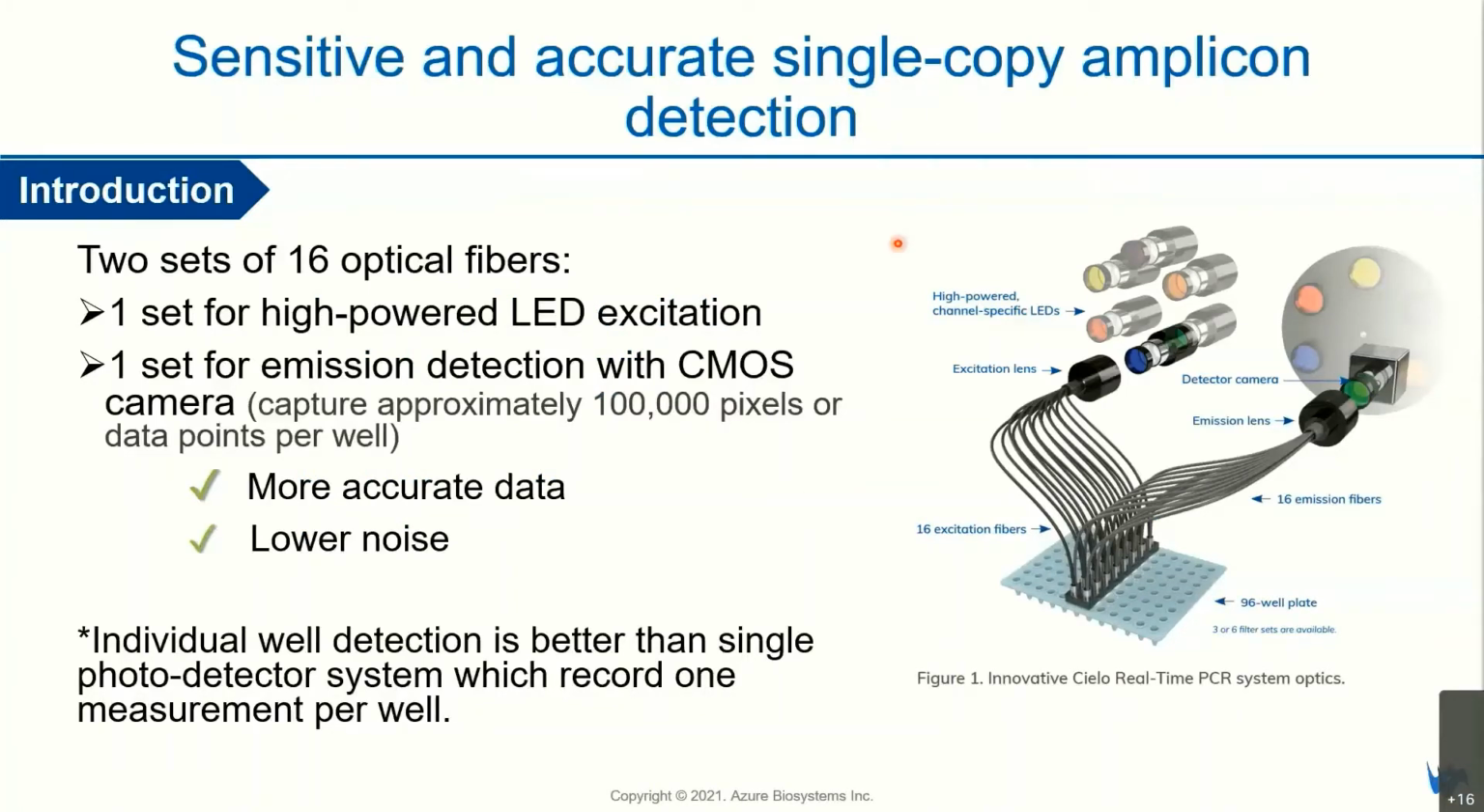Okay, so in this figure, you can see we have 2 sets of 16 fiber optics. One set is excitation fibers coming from the high-powered channel-specific LED, and another set is 16 emission fibers going to the detection, which is a CMOS camera, and it captures approximately 100,000 pixels, or data points, per well. Because it's scanning the whole individual well, it gives you more accurate data, more data points, and also lower noise because the light doesn't shine out of the well at all. This individual well detection is better than a single photo detector system that shines on the whole plate and captures the whole plate image, which basically records one measurement per well.